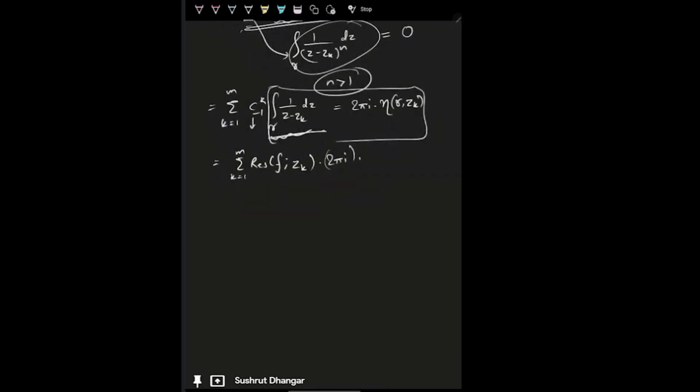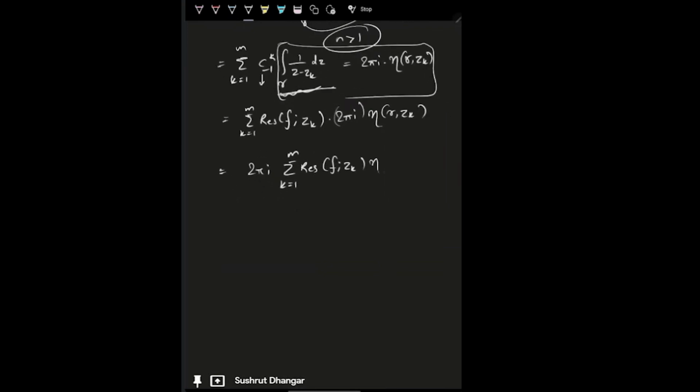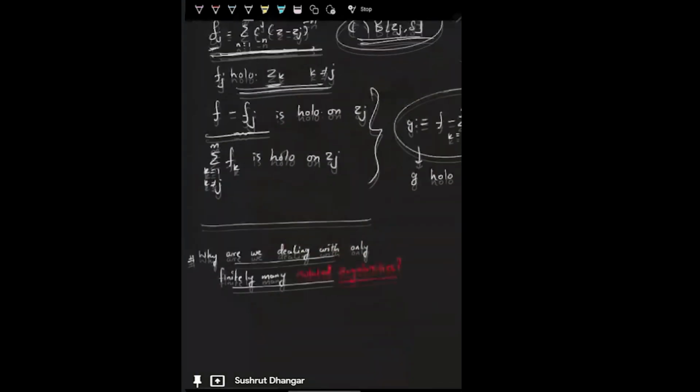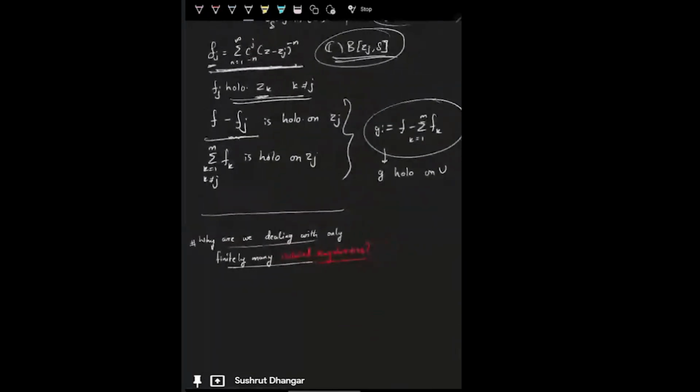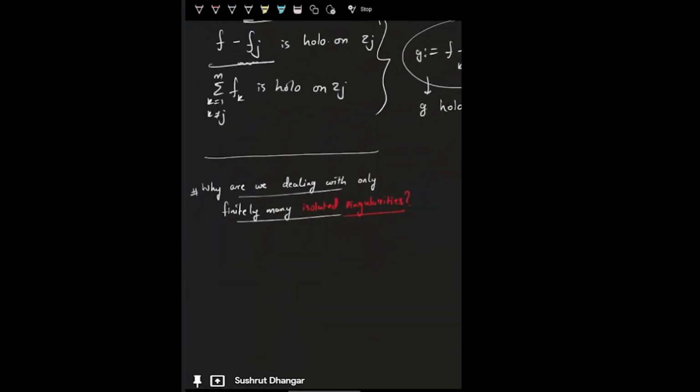And so we just substitute the values here, and hence we have now got the form which we were aiming to get. So this is the residue of f with respect to the singular point z_k times the winding number of gamma about z_k. So this is the proof of the residue theorem. And before concluding the session, I have a question.